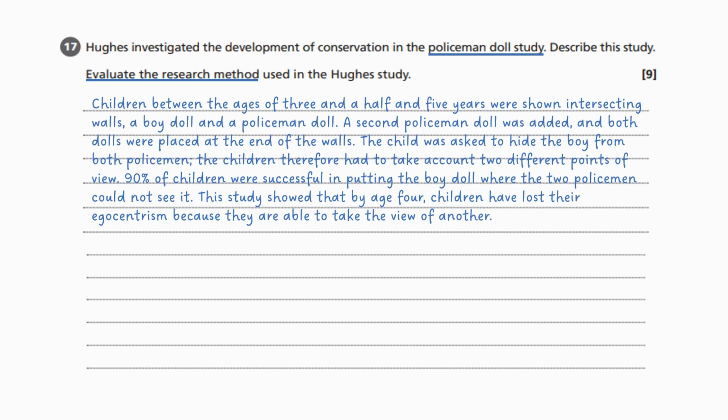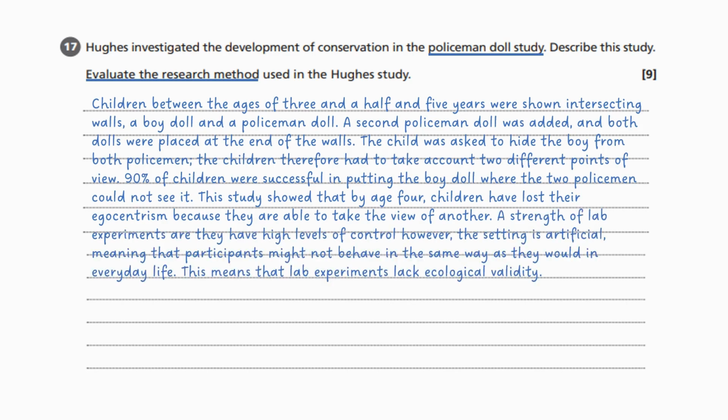So you've got there 4 pieces of information: 2 in the method, 1 clear result, and then the conclusion. And then the second part of the essay is for you to evaluate the research method, and Hughes used a lab experiment. So a strength of lab experiments is that they have high levels of control. However, the setting is artificial, meaning that participants might not behave in the same way as they would in everyday life. This means that lab experiments lack ecological validity.